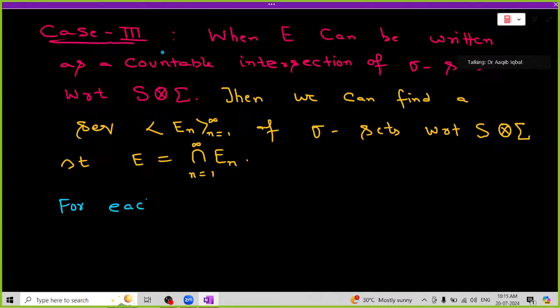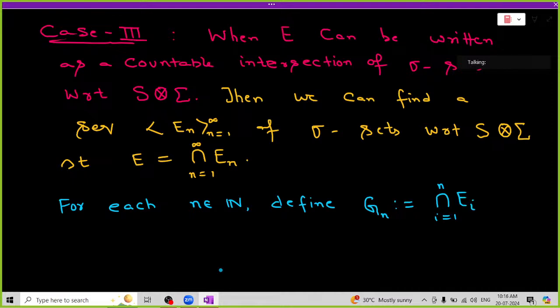For each n in the set of natural numbers, we define g sub n. और ये g sub n कैसे आप डिफाइन करेंगे? Define it like this. We are defining g sub n, right? So it will be equal to intersection i runs from 1 to n E sub i. ठीक है? ये हम कर रहे हैं.